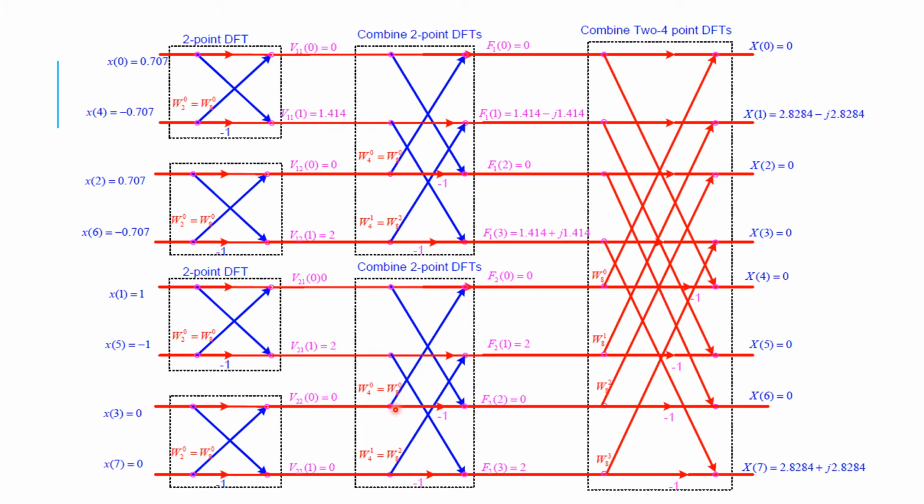At this point, 0 into W8 to the power of 0 is 1. So 0 into anything is 0. Now if it comes here, 0 plus 0 is 0. The next, this is the next point. So what is the input at this point? 2 is the input. So 2 goes directly after multiplying it by unit multiplier.